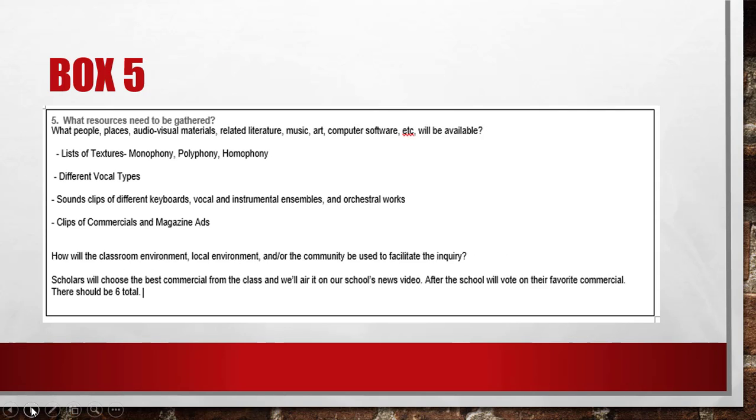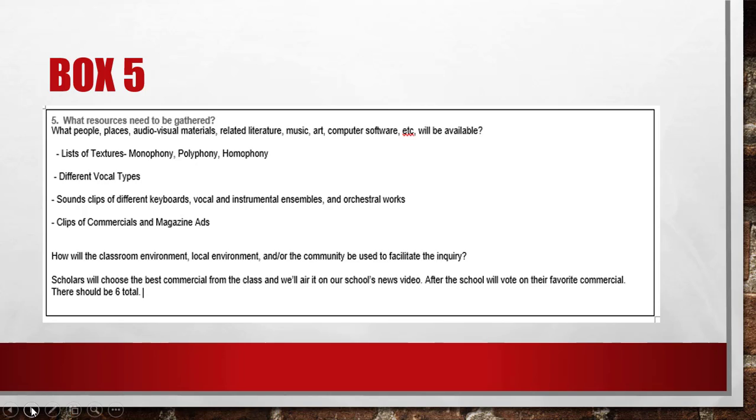We're going to move on to box 5, and box 5 is basically what resources you're going to gather that are going to help you. I have a list of textures scholars can pick from. I have different vocal types, sound clips of different keyboards, vocal, instrumental ensembles, and orchestral works. So different snippets of music that the scholars can use. Clips of commercials, magazine ads. You could even have scholars bring in products, or you could bring in products yourself just to show them as an example.